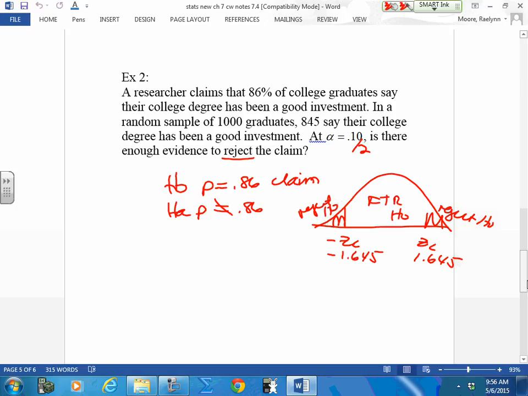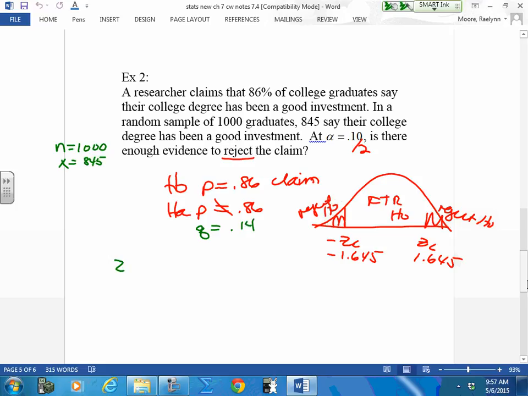All right, now we fill out your sample information. In a random sample of 1,845 said yes. That's binomial: say yes, say no, two choices. If our P for our population was 0.86, what is our Q? 0.14. Good. So let's start with this.